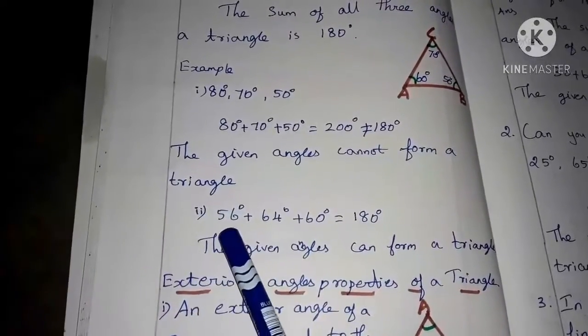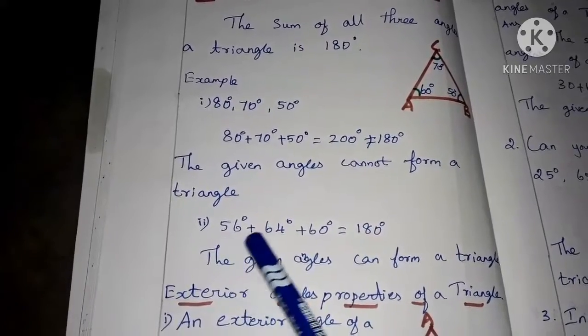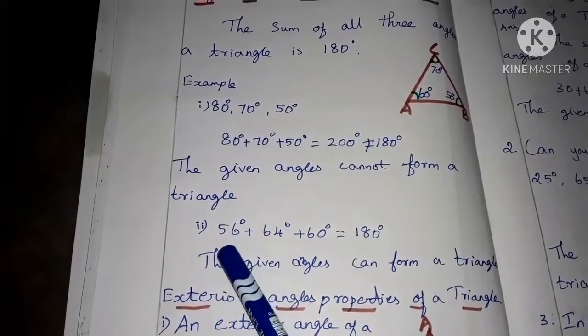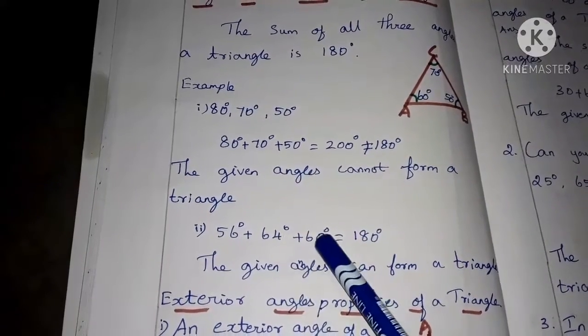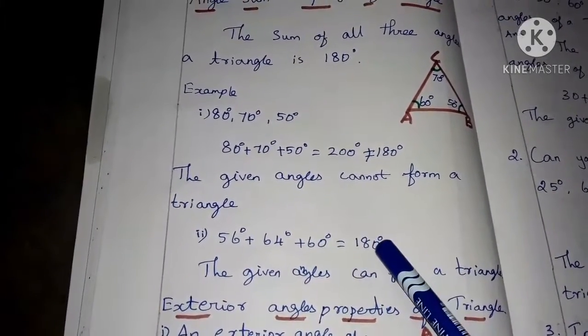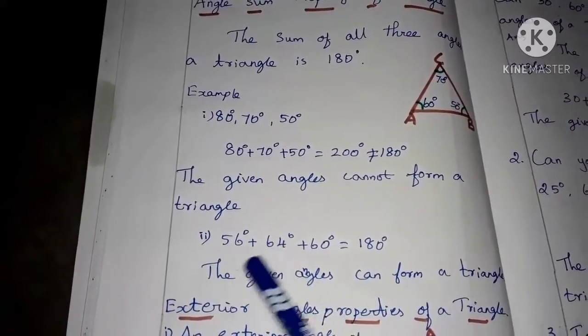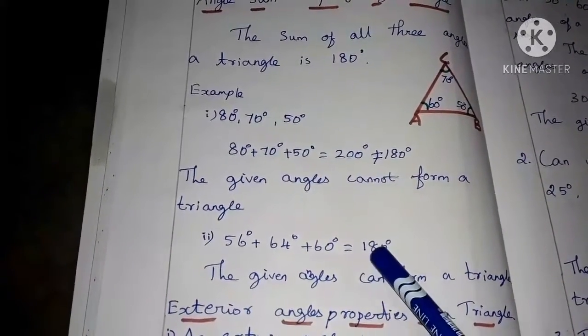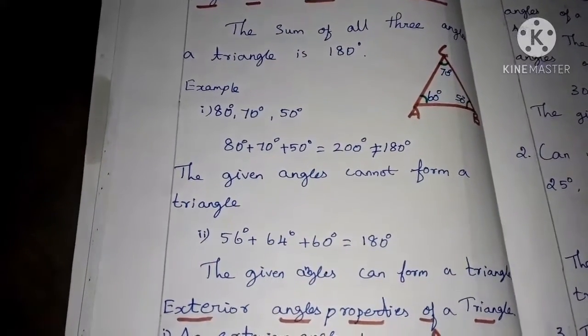See the next example: 56 degrees, 64 degrees, 60 degrees. You have to add 56 plus 64 is 120. 120 plus 60 is 180. So it is equal to 180, which means the sum of all three angles in a triangle is 180. So the given angles can form a triangle.